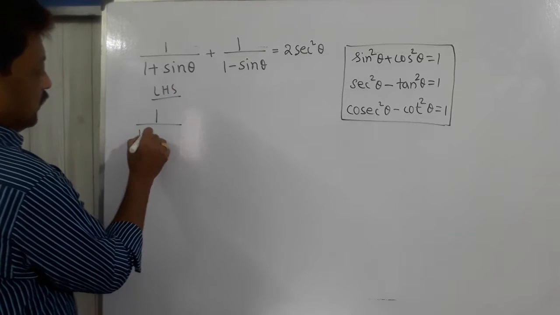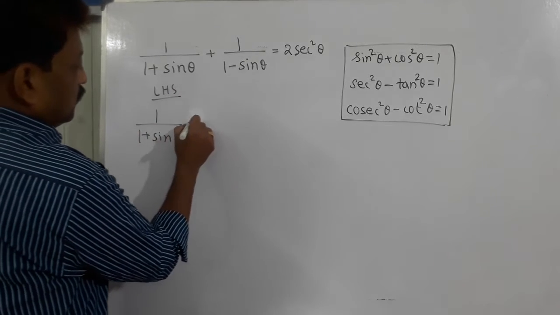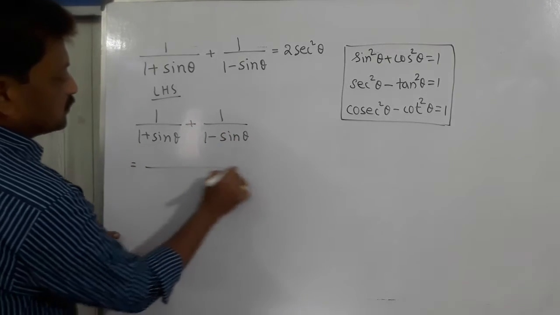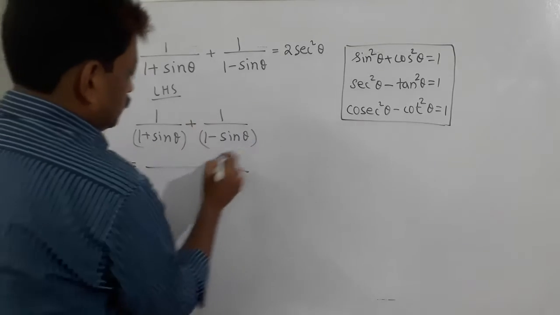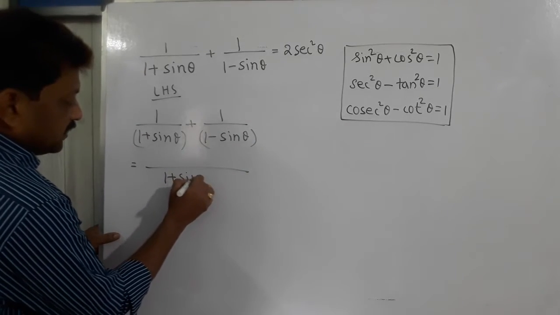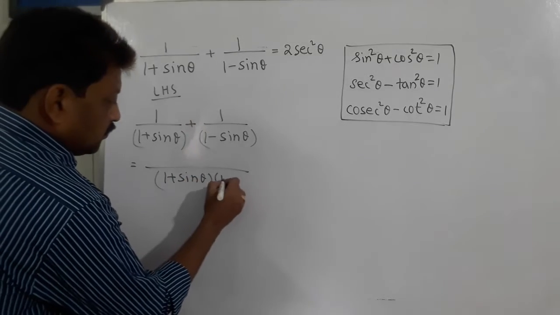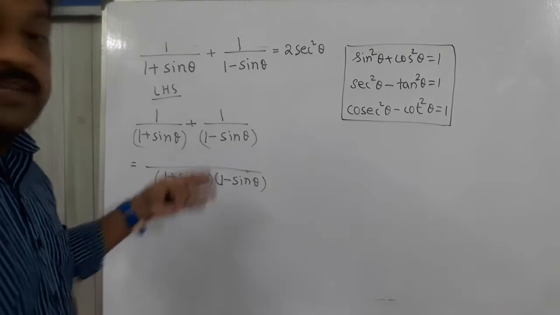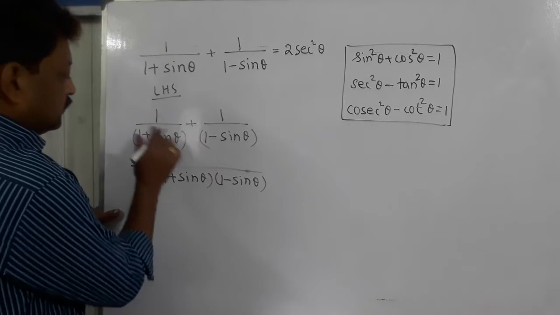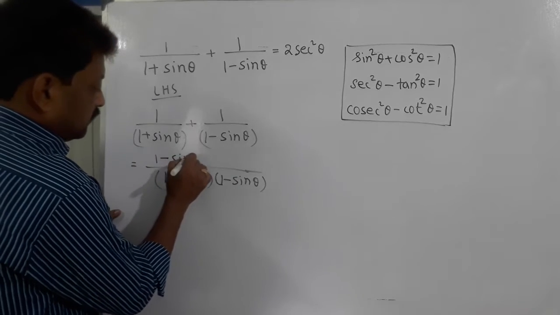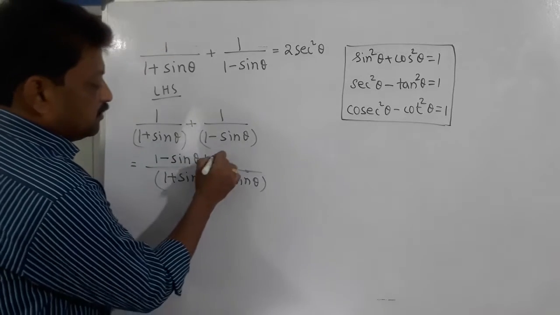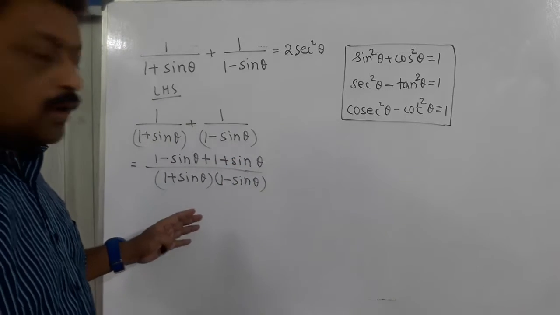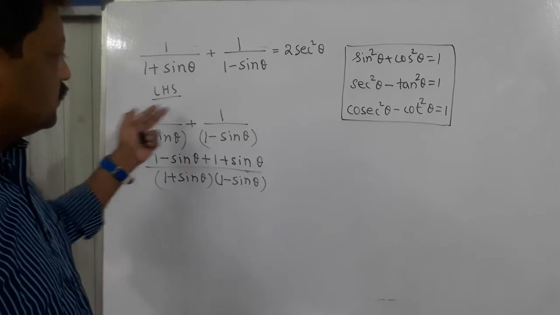1 upon 1 plus sine theta, 1 upon 1 minus sine theta, that is equals to, so put bracket here. So here it will be 1 plus sine theta multiplied with 1 minus sine theta. Okay, that's simple. LCM is this. Now this will be 1 minus sine theta plus 1 plus sine theta. I have just performed the LCM because these two are in the form of a fraction.